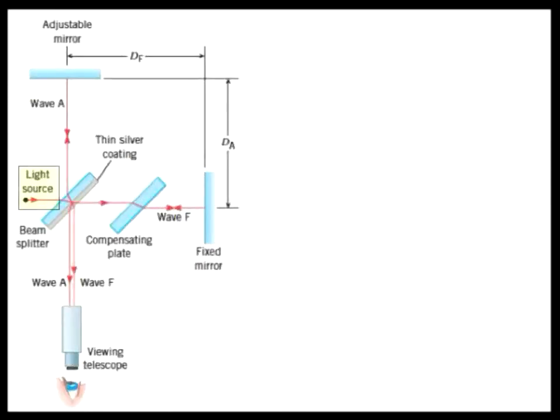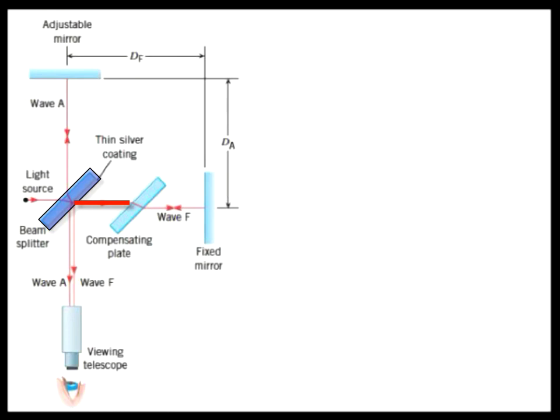Light waves emitted by a monochromatic light source strike a beam splitter, so called because it splits the beam of light into two parts. The beam splitter is a glass plate, the far side of which is coated with a thin layer of silver that reflects part of the beam upward as wave A in the drawing. The coating is so thin, however, that it also allows the remainder of the beam to pass directly through it as wave F.